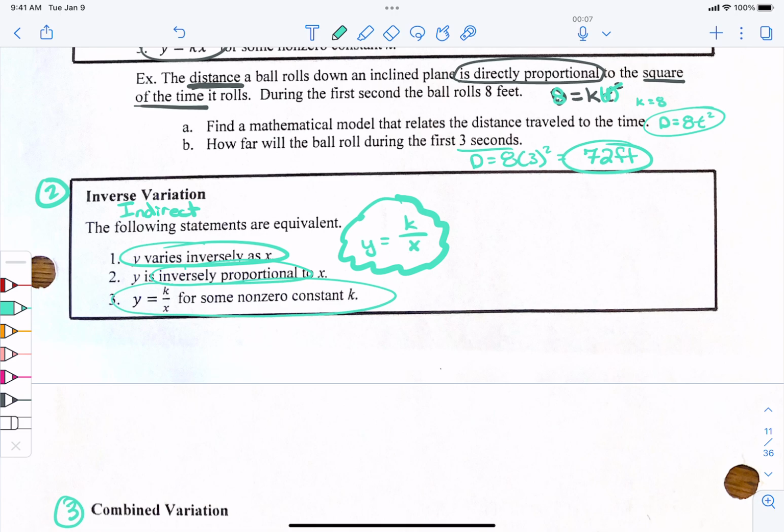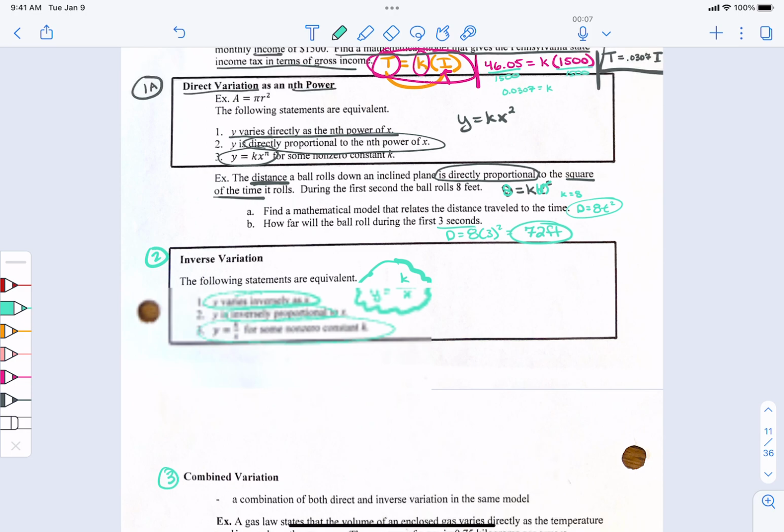Direct variation with the nth power: y equals k x to the n, where n is whatever the power is.